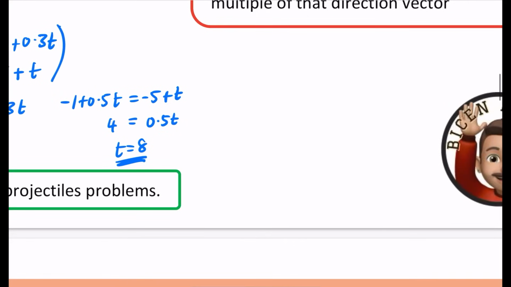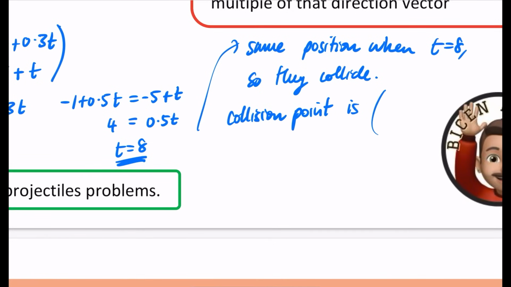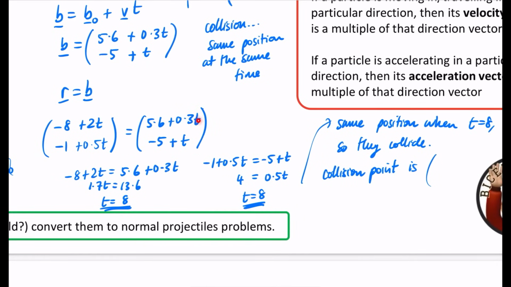So I'm just going to do a little sentence to say they have the same position when t equals 8, so they collide. And I will say that the collision point is, and I can literally now just substitute t equals 8 into either this one or this one. They will give you the same thing, and you can check to see that that works.